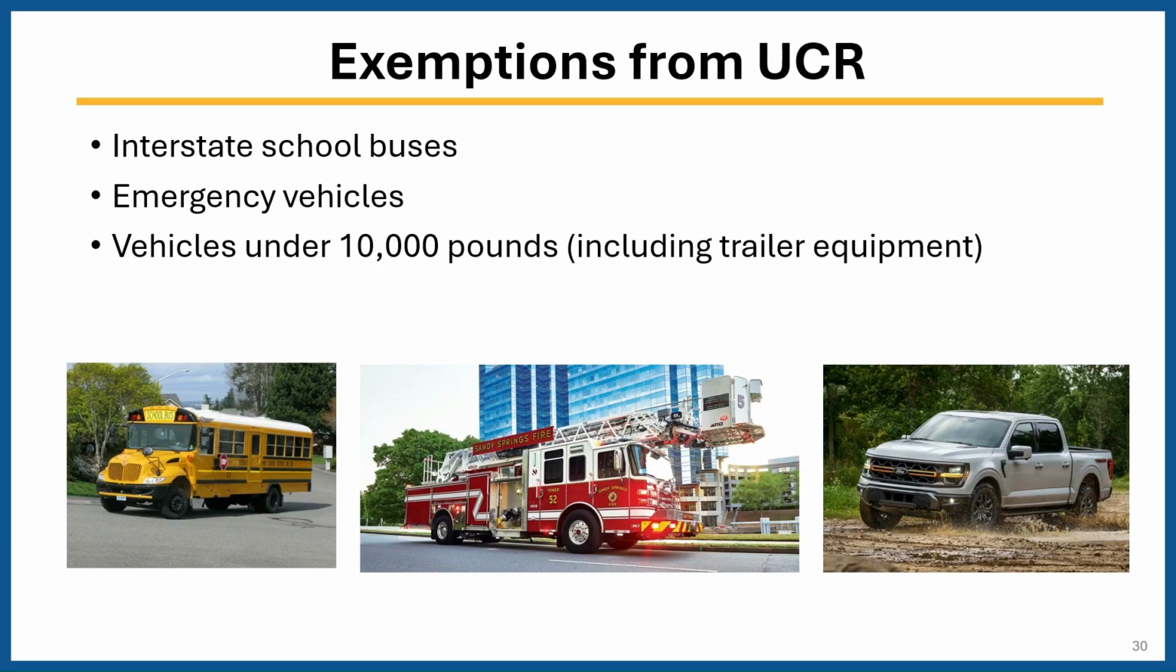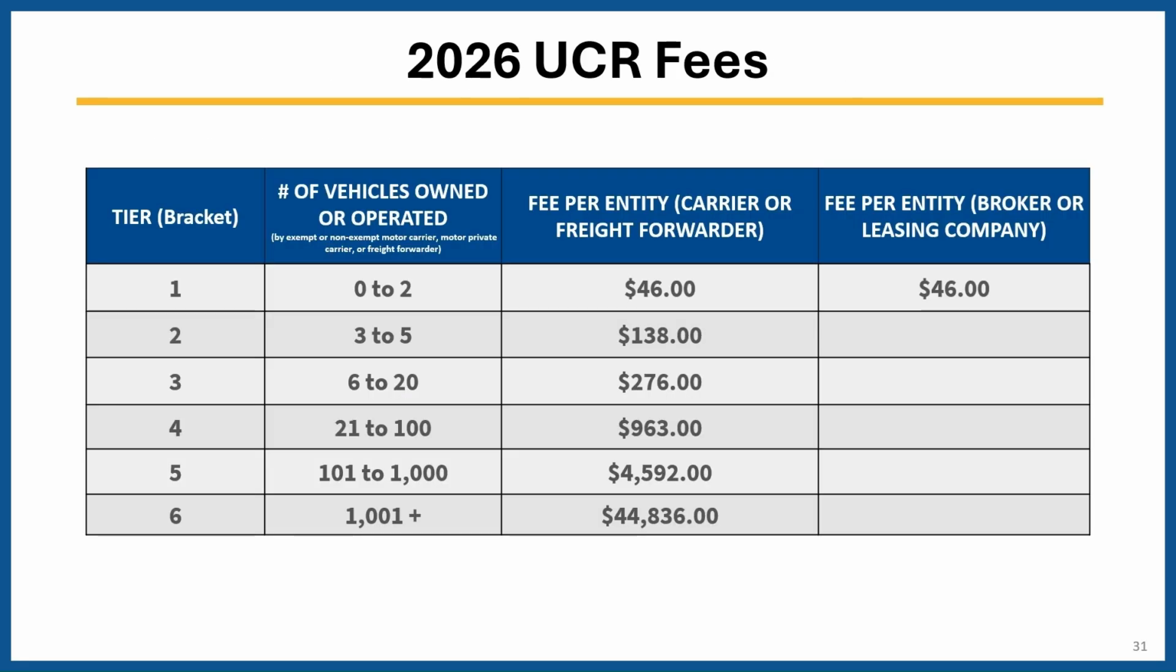There are certain exemptions from UCR, including interstate school buses, emergency vehicles such as fire trucks or ambulances, and any vehicle under 10,000 pounds, including trailer equipment. Fees that you pay to UCR will depend on how many vehicles you own or operate. For example, if you have 2 vehicles or fewer, your fee would be $46, but as you increase the number of vehicles in your fleet, the fees for your fleet increase as well.